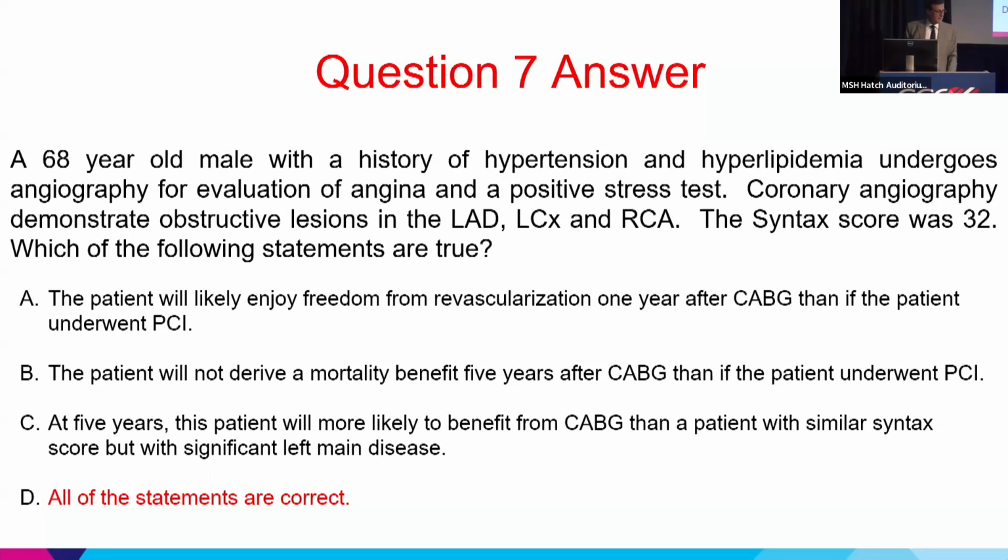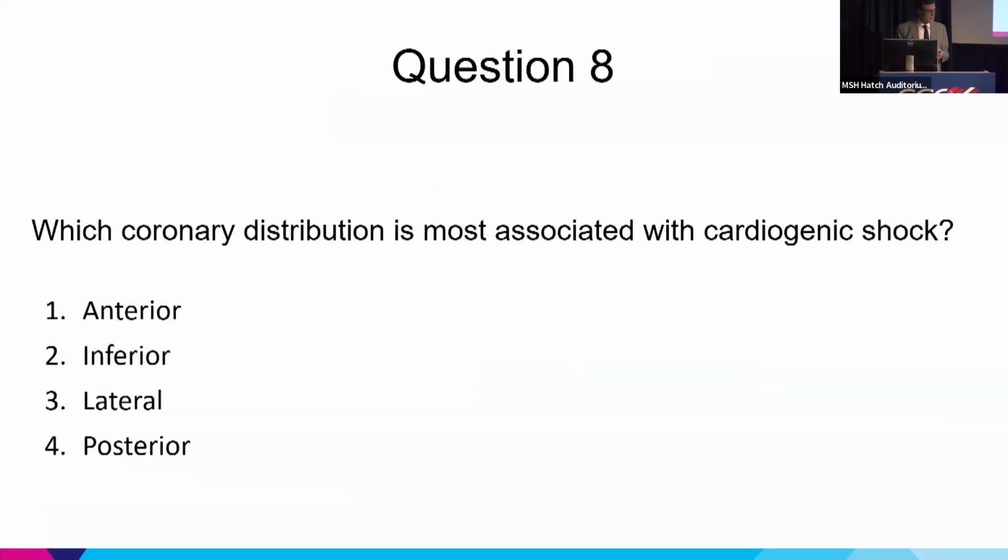Excellent. We kept going up. All right, all the statements are correct. This patient, the left main, seemed to have a little bit better results with a PCI than otherwise. Interestingly, why? Because so much of the SYNTAX score is really in the left main. So it's really fewer lesions.